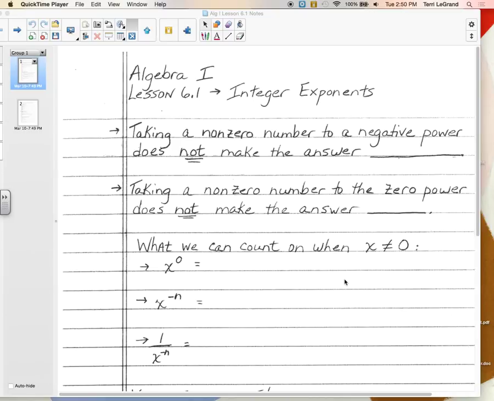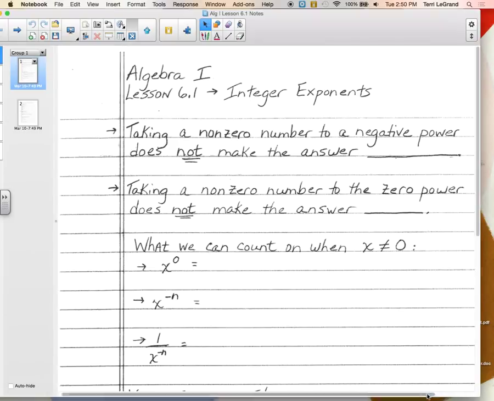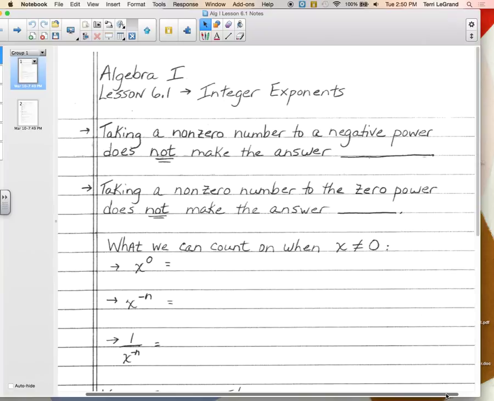So when we start here, the first thing that we're talking about is when we are taking a non-zero number to a negative power, don't let yourself be fooled into thinking that that makes the answer negative. That is not what a negative power does.